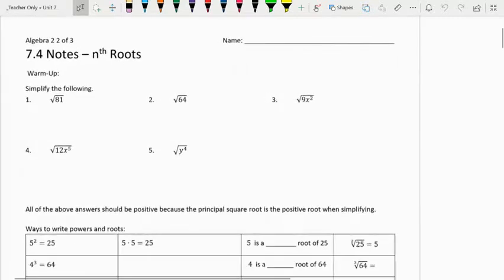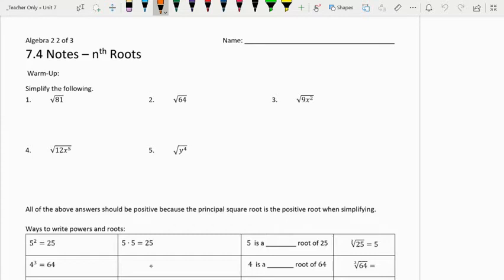For 7-4, we are going to talk about nth roots. So to start, I would like for you to try these as a warm-up and focus on the square roots here. This is all review, so pause the video for a second, try numbers 1 through 5, and then we will go over it. For numbers 1 and 2, hopefully those were pretty quick for us.